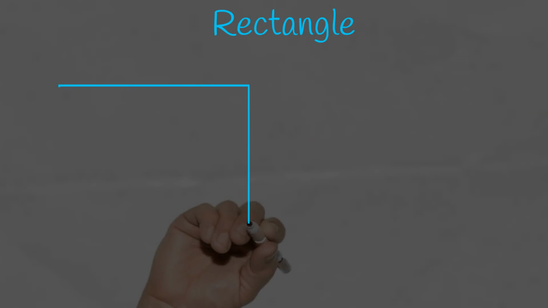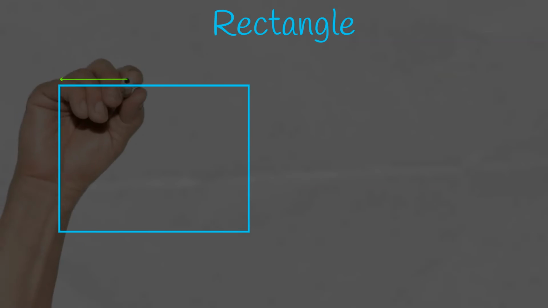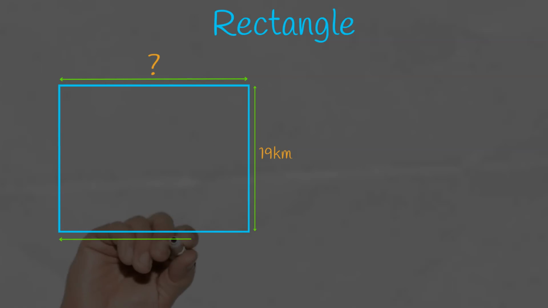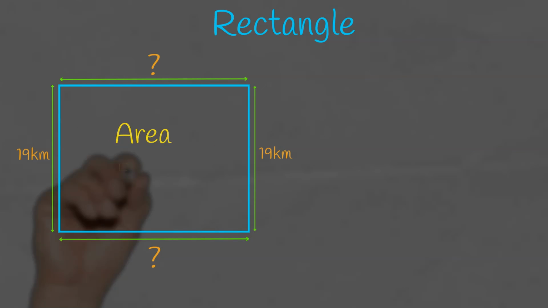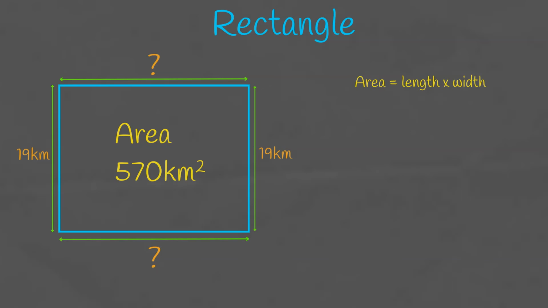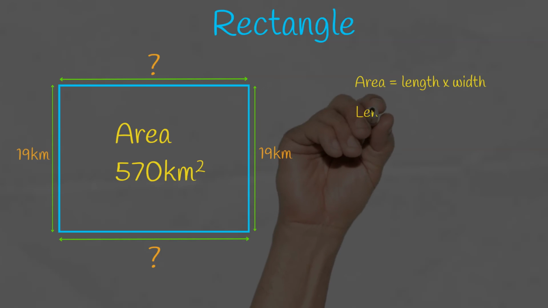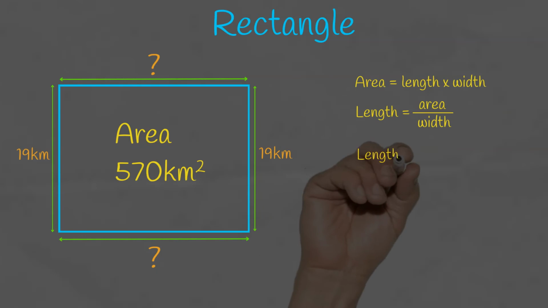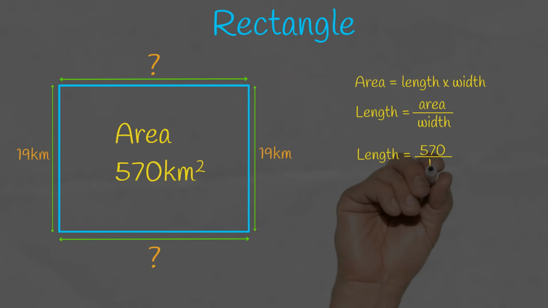And finally, for this video, what happens if we have a rectangle but we don't know the length? We only know the width, which is 19 kilometers, but we also know the area, which is 570 kilometers squared. As you know, area equals length times width. So we can rearrange that formula so that we have length is equal to area divided by width. Therefore, for this example, the length is 570 divided by 19 because both of those values are in kilometers. And so the length is 30 kilometers.